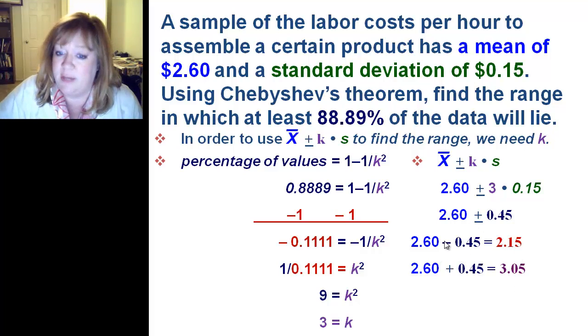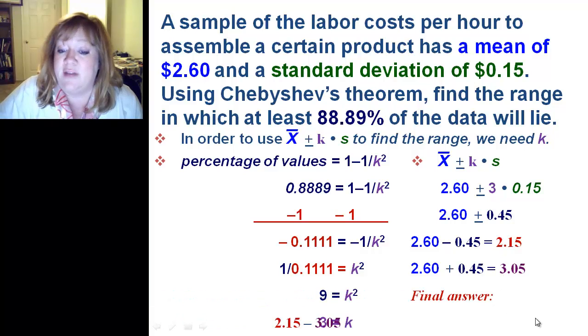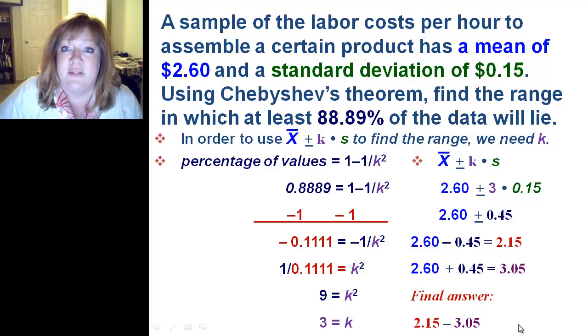Notice this plus or minus, I split it into two different expressions to give me the lower end of the range and the upper end of the range. So my final answer is $2.15 to $3.05. That would be my final range of values.